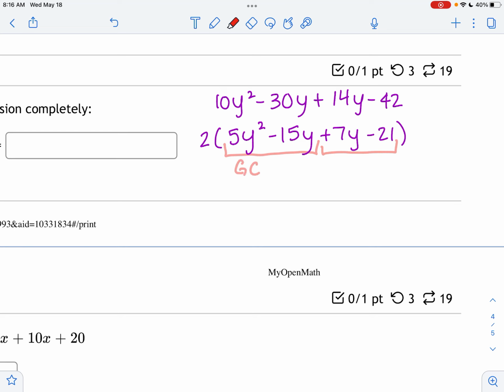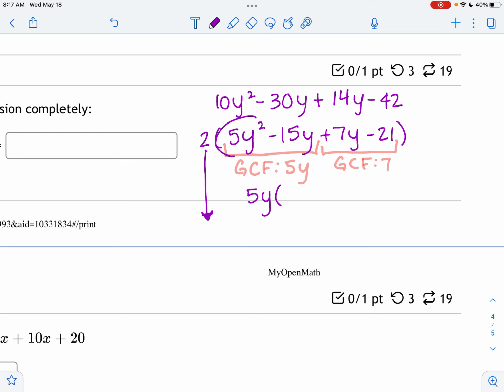So the GCF for the first 2, 5y. The GCF for the second 2, 7. Okay, so I'm going to bring down the 2 in a second, but let's do this first. So if we have 5y, actually what I would do, put an arrow like this. That shows you at the very end, you're going to include that in your answer so you don't forget. So 5y, that's my GCF, right?